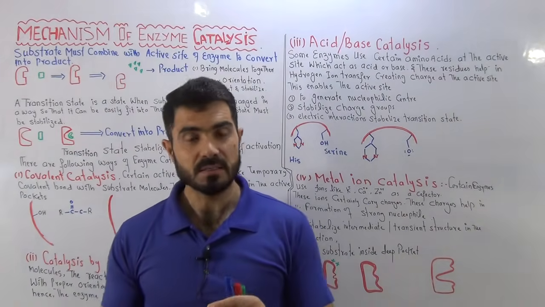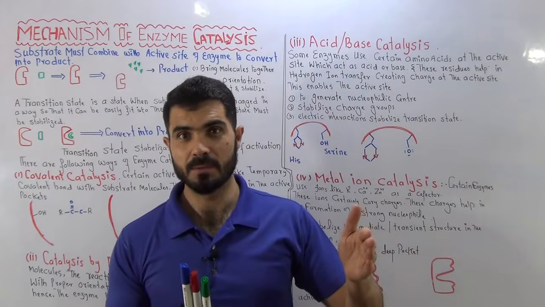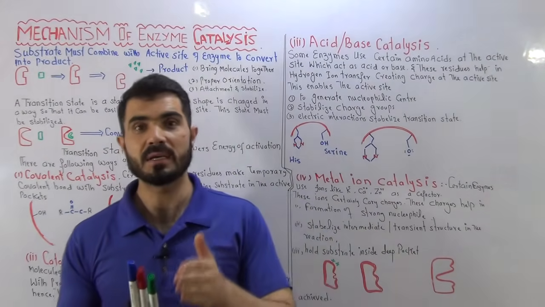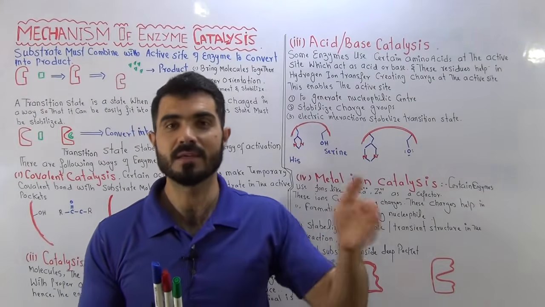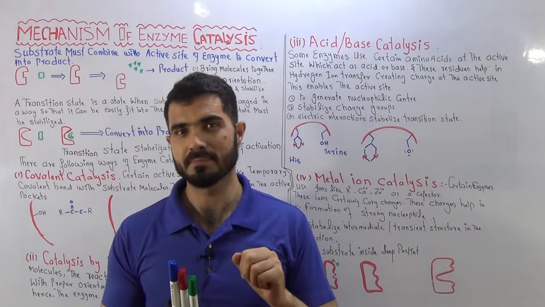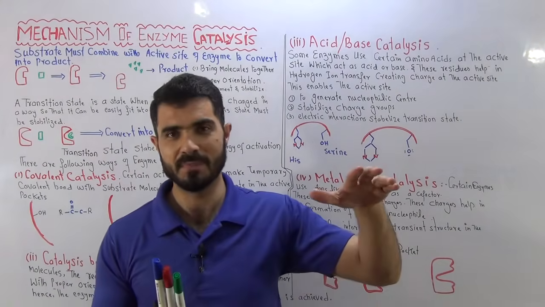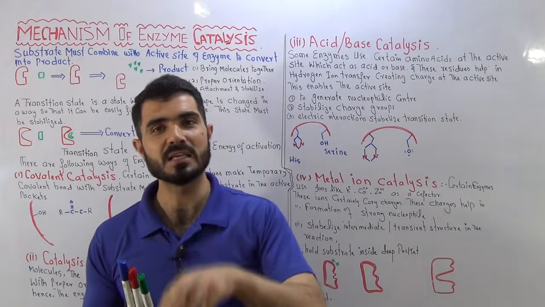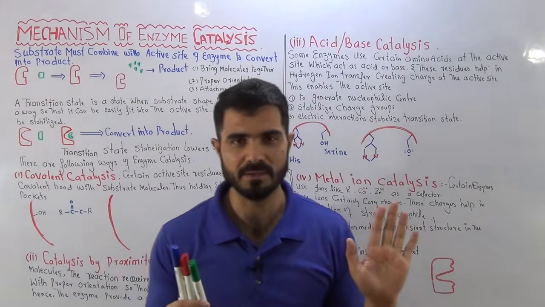We have already discussed that enzymes speed up a chemical reaction. Enzymes speed up a chemical reaction 1000 times faster than without enzyme. If the enzyme is present, the reaction will be much faster. If the enzyme is absent, the reaction will be too slow. This is fine. We got this.